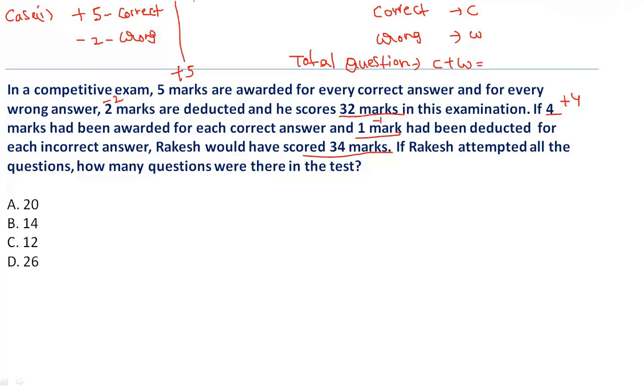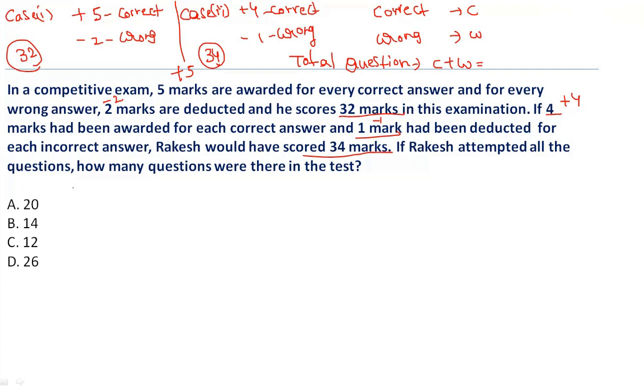And what is case 2? Case 2 I'm writing here: plus 4 for the correct question, and then minus 1 for wrong. So if this is the pattern, he is scoring 32 marks, and if this is the pattern, he is scoring 34 marks. So let's write the equations like this. C I'm taking for the correct answered ones, and W for the wrong answered ones.